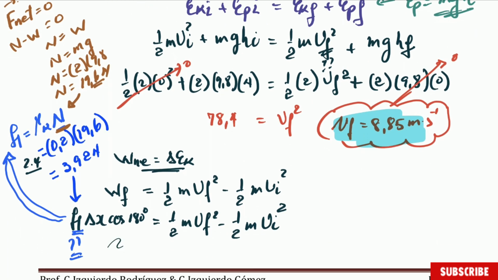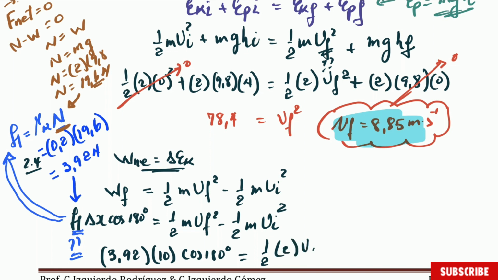So now we actually have all the data, so now we can substitute everything. This one is 3,92 multiplied by the displacement, which is 10, multiplied by the cosine of 180 degrees, and this is equal to half. The mass is 2.